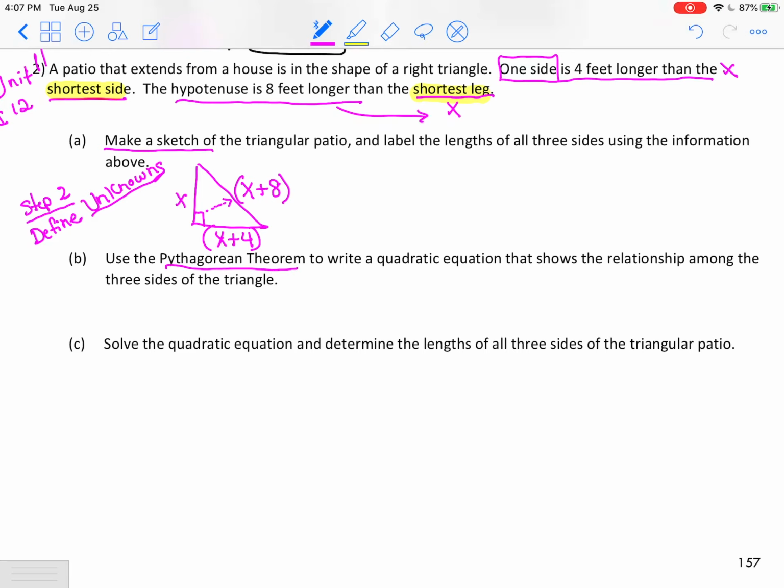Okay, B, use the Pythagorean theorem to write a quadratic equation that shows the relationship among the three sides of the triangle. Well, we know Pythagorean theorem is a squared plus b squared equals c squared. That helps us to find a missing side length, doesn't it?